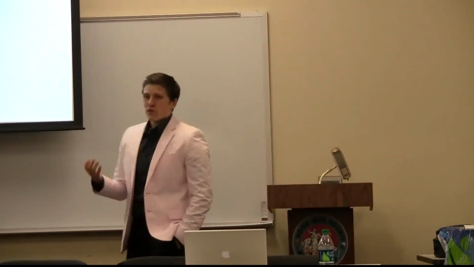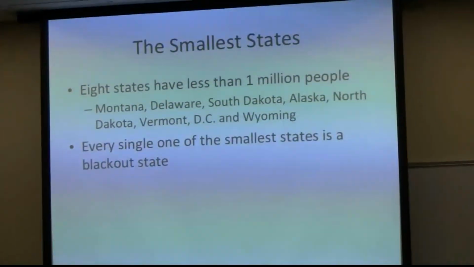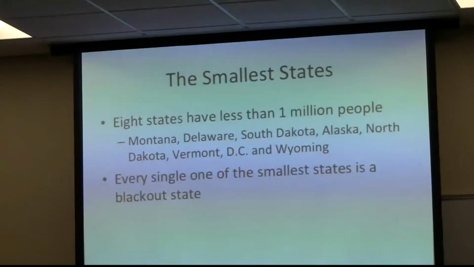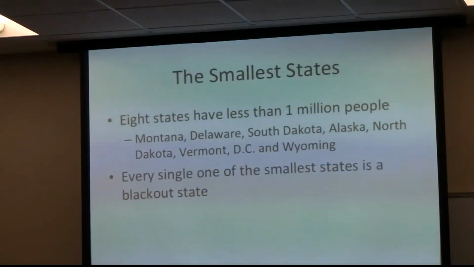And then looking at this further, what does it look like for the absolute smallest states? So in the United States, we have 8 states that have less than 1 million people: Montana, Delaware, the Dakotas, Alaska, Vermont, DC, and Wyoming. So every single one of the smallest states is a blackout state.